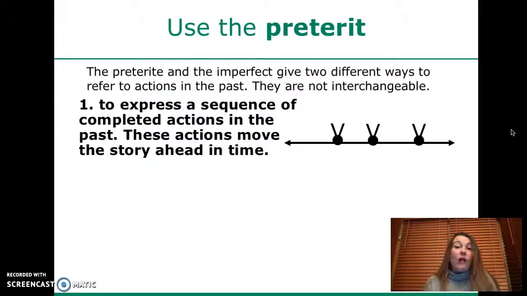And again, all of these are past actions. It's just the type of past action we're talking about. So if we are talking about a sequence of completed actions in the past, okay? So if you're thinking about a story, think about the events that happen, okay? The actions, not the background information, not those details that flesh the story out. That's not what we're talking about. We're talking about the actions that kind of progress the story along. Okay, these actions move the story ahead. These are what we would consider preterite actions. Okay, so we would put these in the preterite.